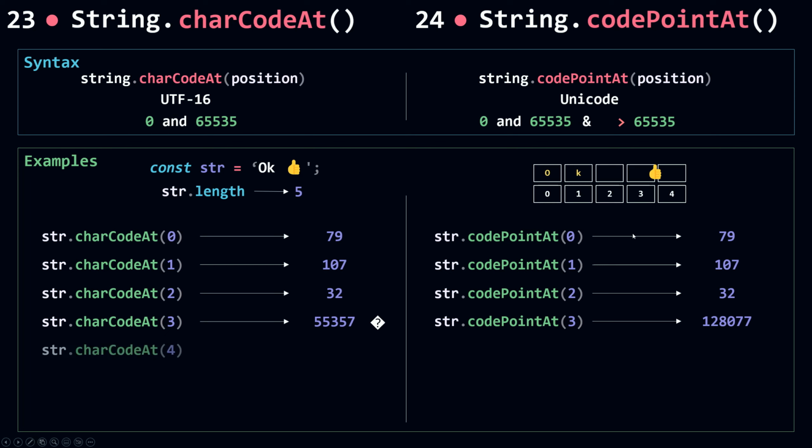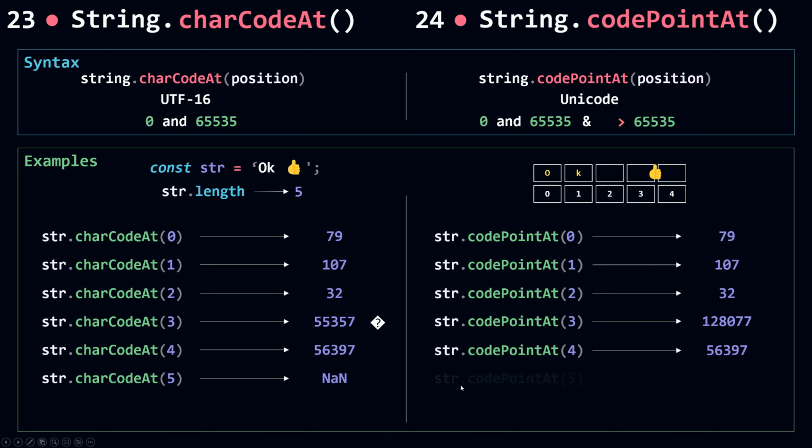And now let's move on to the fourth position here. For charCodeAt, again, this is represented by a single 16-bit code unit, so it's going to return its code. And codePointAt also will see this as a single 16-bit code unit, so it's going to return the same code as charCodeAt. Now if I use an index that is out of range, because we don't have any character at the fifth position, charCodeAt will return NaN, and codePointAt will return undefined.